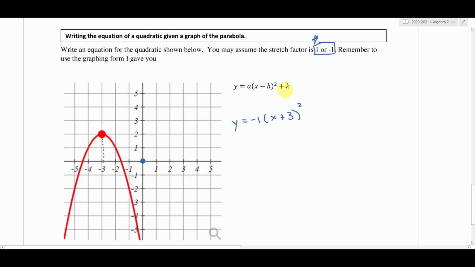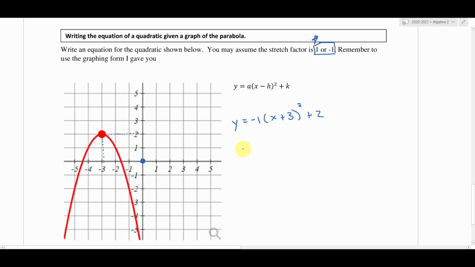Then the plus k, that's my up and down movement, so I've got to look, well, if my parabola started here, did it go up or down? And it did go up. It actually went up 2. So if I look at how high it went up there, it went up 2. So I know to move up 2, I need a plus 2 where the k value is. So this becomes the equation of my parabola.